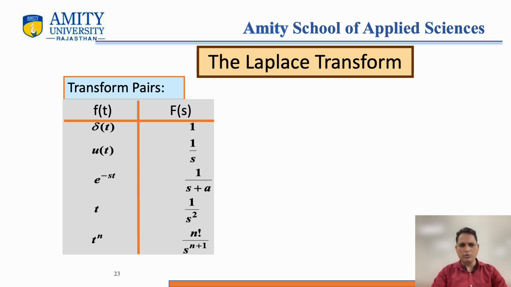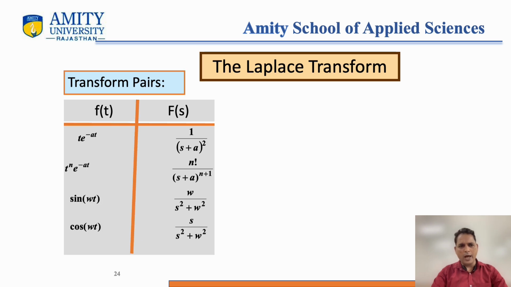In the same manner, the Laplace transformation of u(t), when u is a unit step function, is 1 upon s. The Laplace transformation of e to the power minus at, which we have already proved, is 1 upon s plus a. The Laplace of t is 1 by s square. On that basis, for t square, we have a general relation that Laplace of t to the power n is equal to factorial n upon s to the power n plus 1.